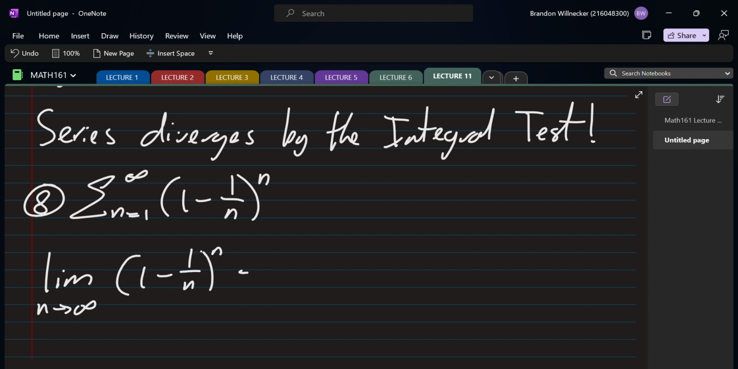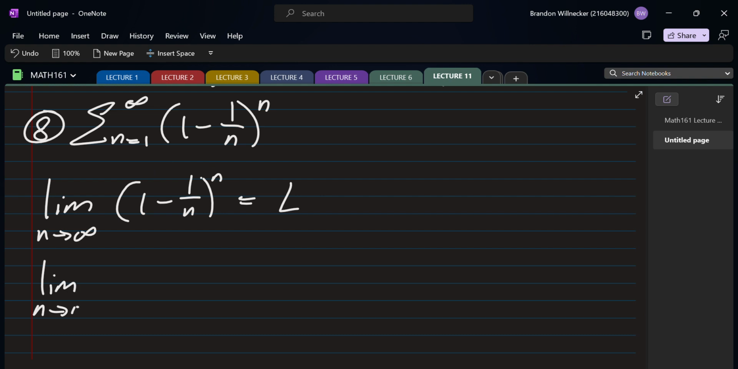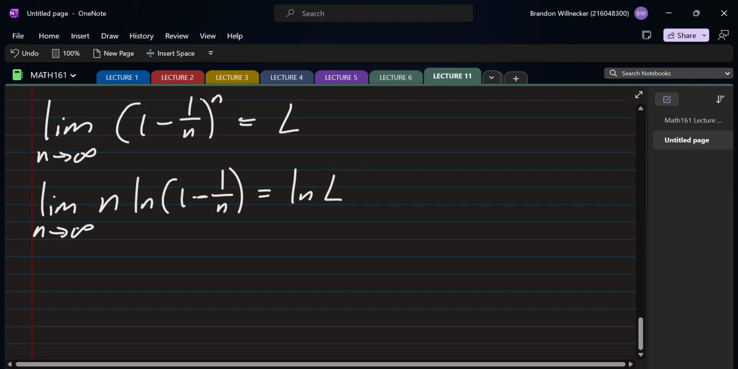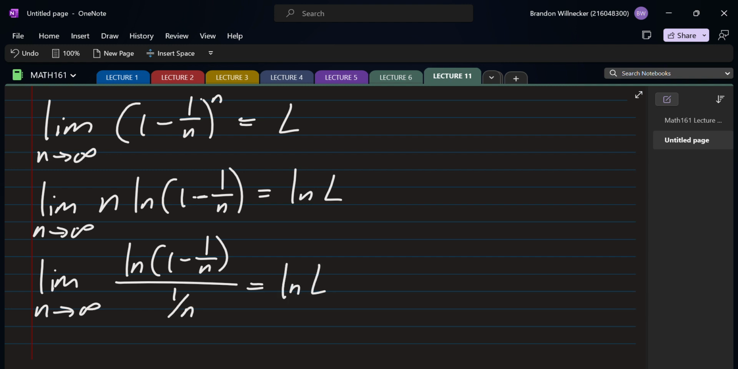So let's call this limit L. Now, since we've got this n in the exponent, it's a bit annoying. We want to take it down. So let's take the natural log on both sides. So we get the limit as n goes to infinity of n natural log of 1 minus 1 over n is equal to the natural log of L. Now we can take the limit using L'Hopital's rule. So this will be the limit as n goes to infinity of natural log of 1 minus 1 over n, over 1 over n, standard L'Hopital rule stuff. So this is the natural log of L.